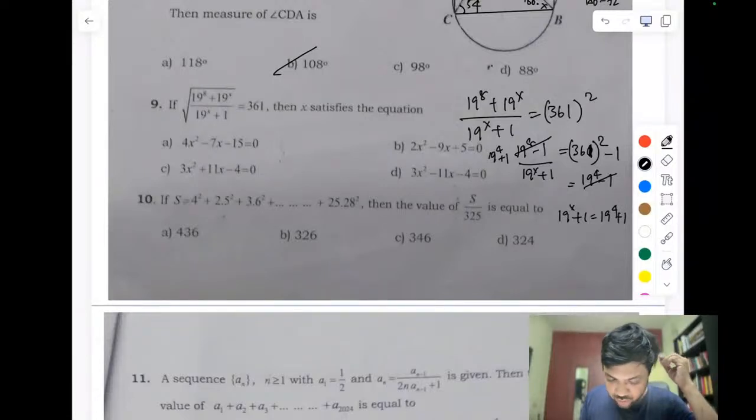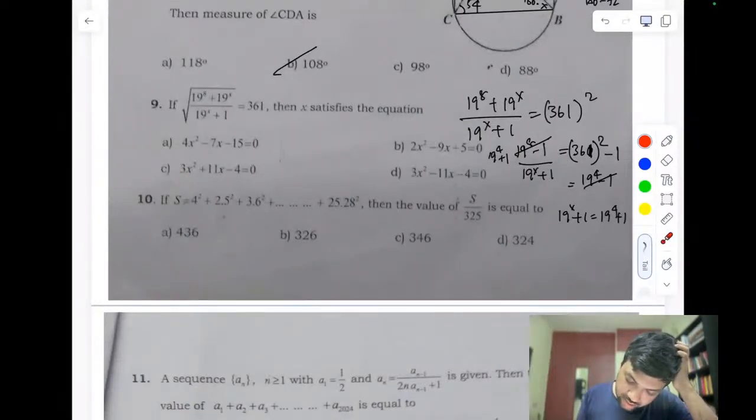So x can equal 4, for instance. If x is 4, you check which one of these equations satisfies x equal to 4. A little painful. So option D apparently. Okay, I'll believe you.